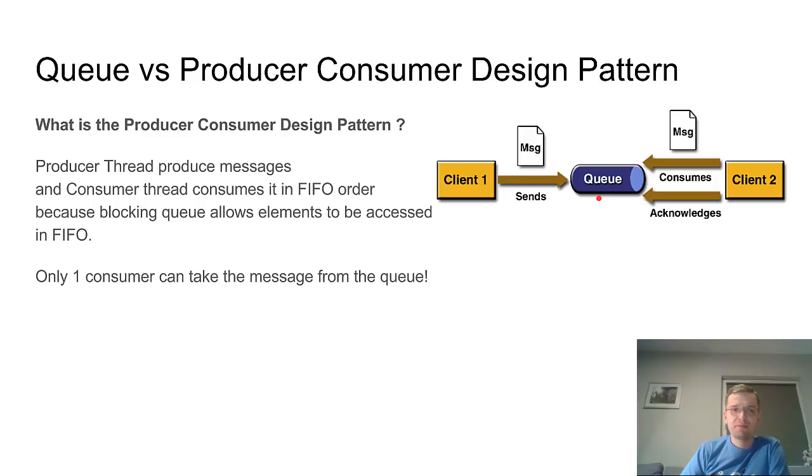And the consumer thread, which is client 2, consumes the messages from the queue in a FIFO order, because a blocking queue allows elements to be accessed in a FIFO order. So first it consumes the message and then acknowledges to the queue that the message was received. If something happened in the meantime, another client is chosen to consume the message. And you have to remember that only one consumer can take the message from the queue.